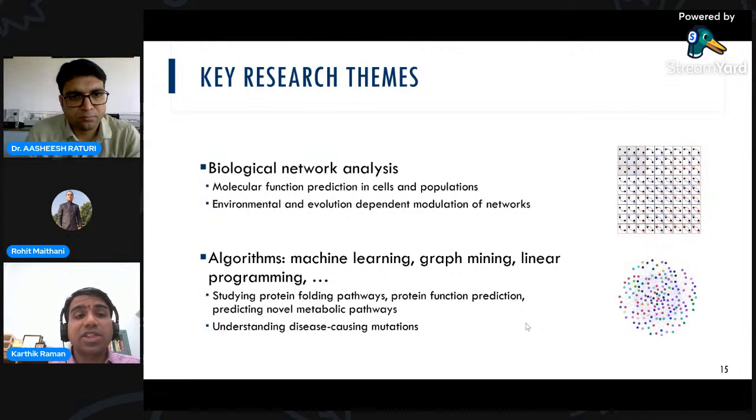These are some of our key research themes at the center, not very dissimilar to my own. We look at biological network analysis and then algorithms related to machine learning, graph mining, linear programming, and so on, applying them to study various interesting systems, some of which I'm going to talk about today.